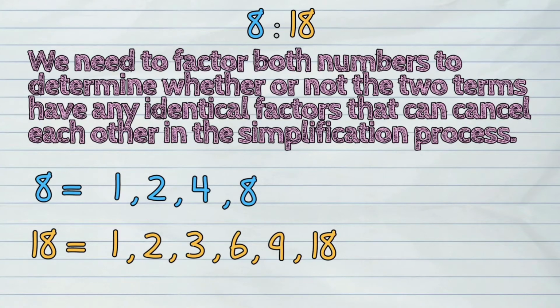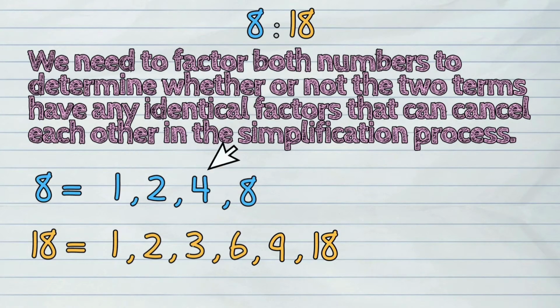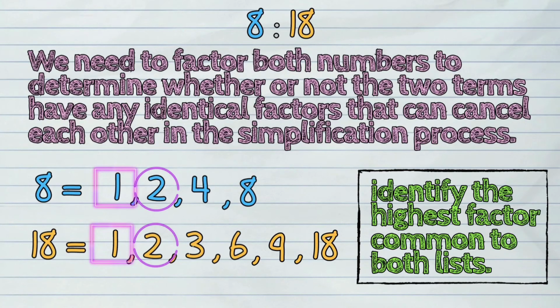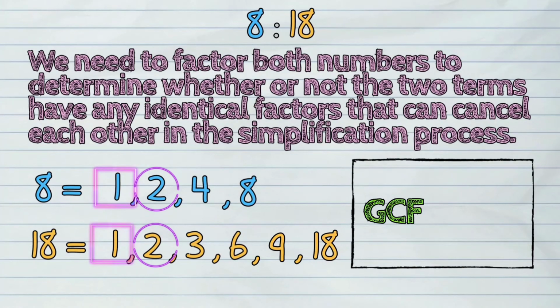Now, we should look at the factors for both terms of the ratio. And then, we will identify any factors that appear in both lists. The common factors are 1 and 2 only. What we are going to do next is to identify the highest factor common to both lists. This number is called the greatest common factor, or GCF. In this case, it is the number 2.